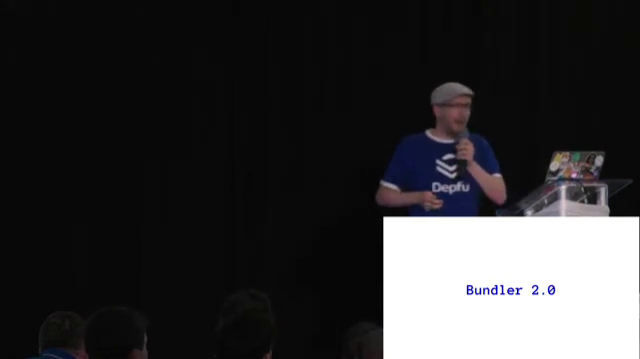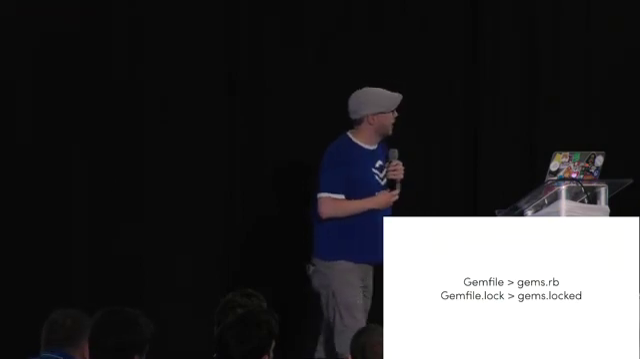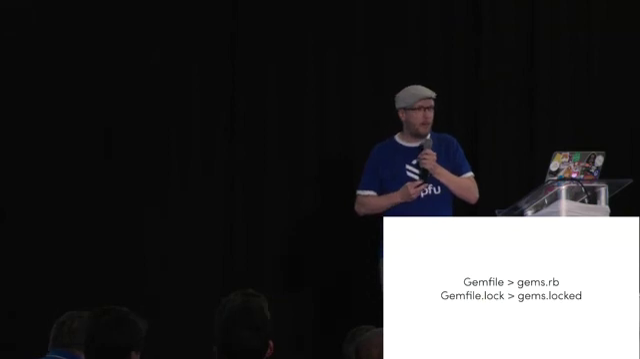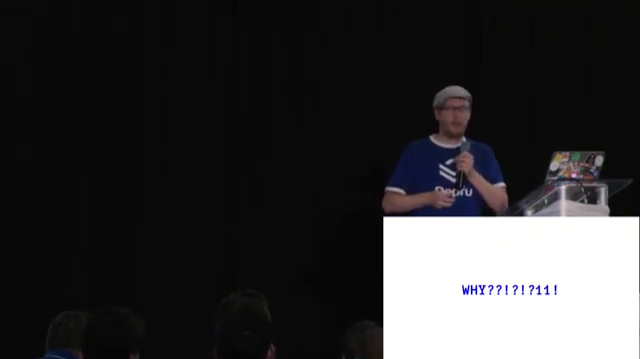So the part I want to talk about is that Bundler 2.0 will change a few defaults, and one of the most important ones is that the files where you actually declare your dependencies, the file names, are going to change. The change looks like this. So Gemfile is turning into gems.rb, and Gemfile.lock is turning into gems.locked. Why?